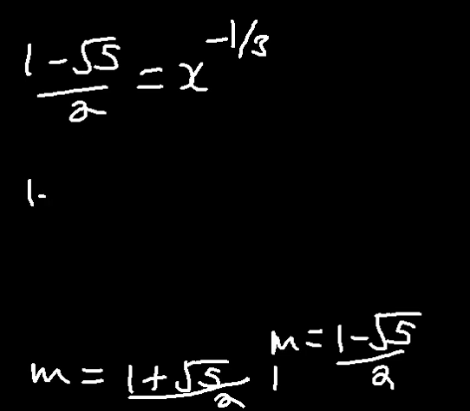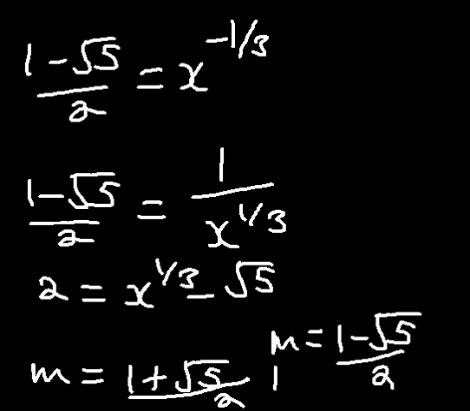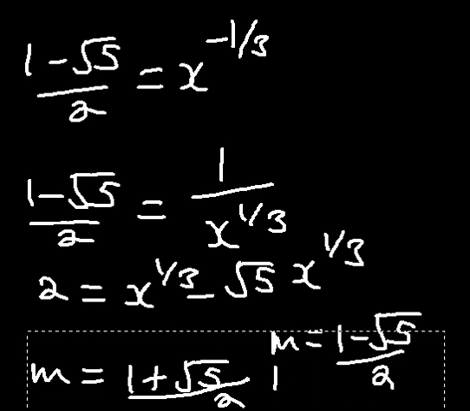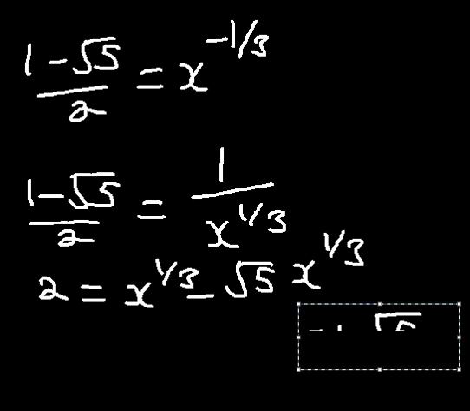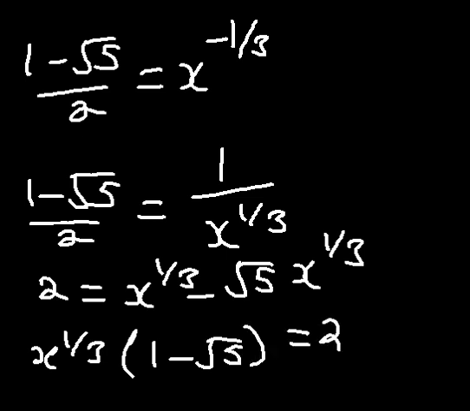So now in this case we'll have 1 minus the square root of 5 over 2, which is equal to 1 over x to the power 1 over 3. And across multiplication we'll have 2 is equal to x to the power 1 over 3 times 1 minus the square root of 5. Now we can factor out x to the power 1 over 3, so we'll have x to the power 1 over 3, and in that way you have 1 minus the square root of 5, which is equal to 2.